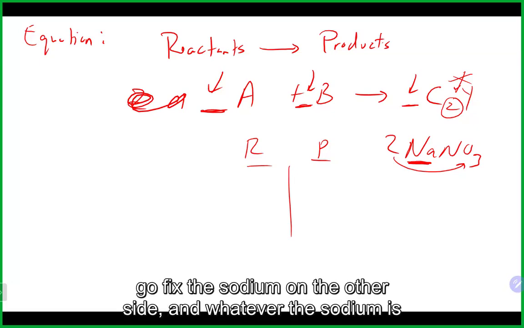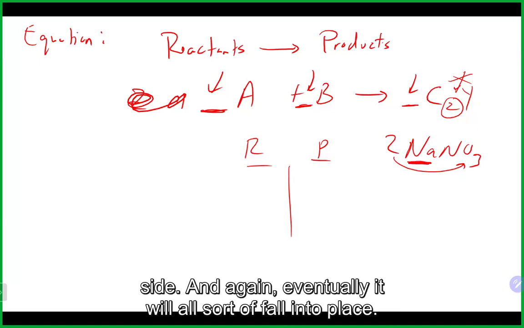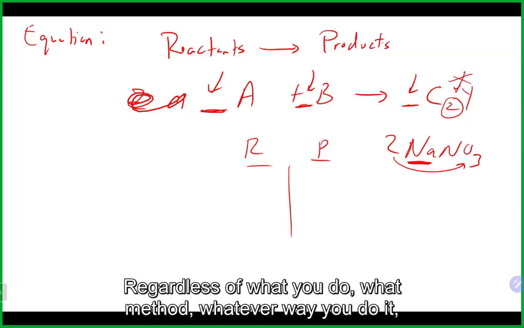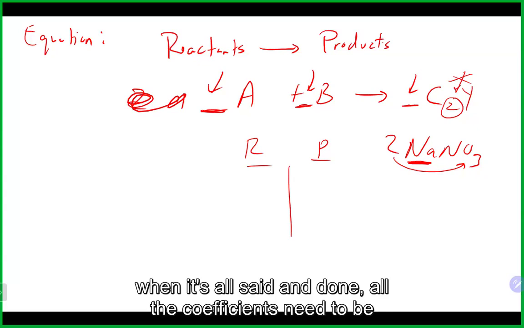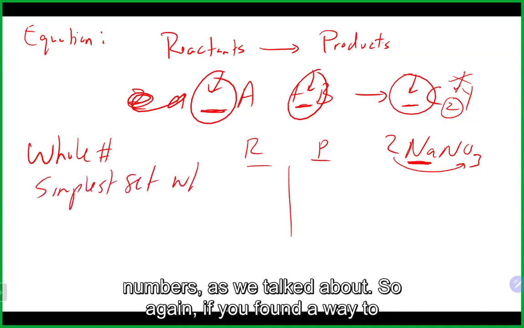Then you go fix the sodium on the other side, and whatever the sodium's attached to, you would go fix that on the other side. And again, eventually it will all fall into place. Regardless of what method you use, when it's all said and done, all the coefficients need to be whole numbers, and they do need to be the simplest set of whole numbers, as we talked about.